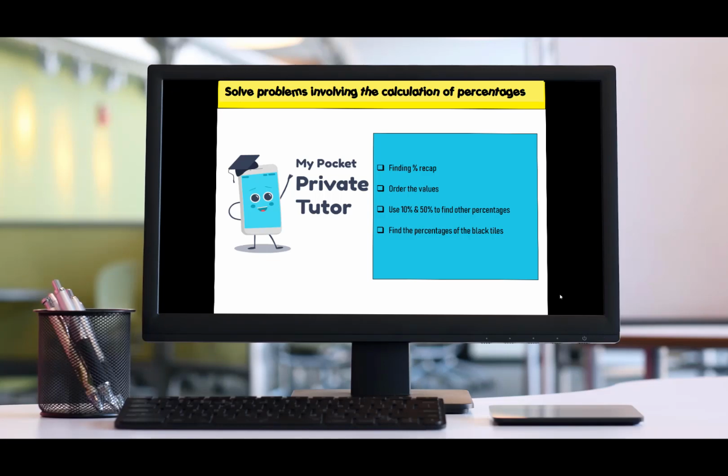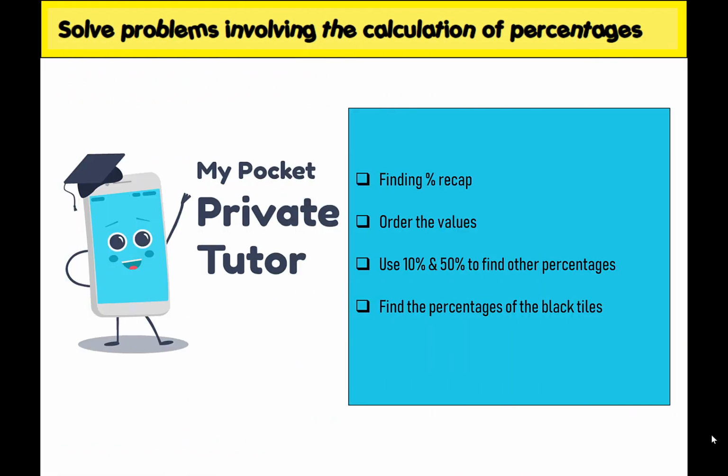In this video, we'll be learning how to solve problems involving the calculation of percentages and the use of percentages for comparison. On your worksheet, we're going to be recapping on how to find different percentages of amounts. We're going to be ordering values. We're going to be looking at how we can use just 10% and 50% to find any other percentage. And then we're going to be applying our understanding of finding percentages to some shapes.